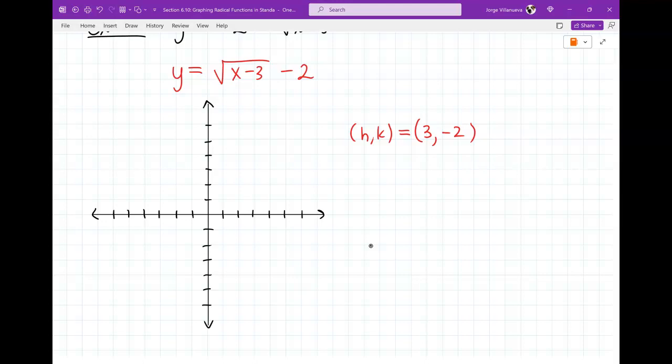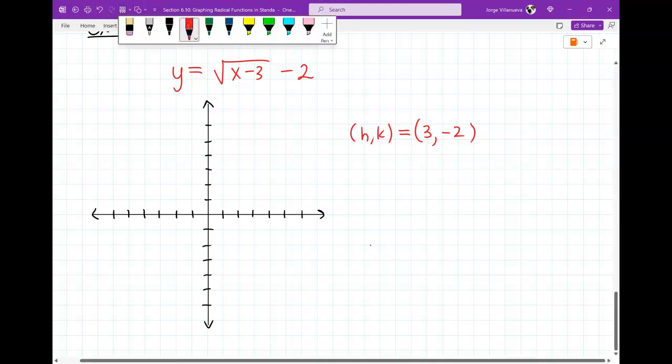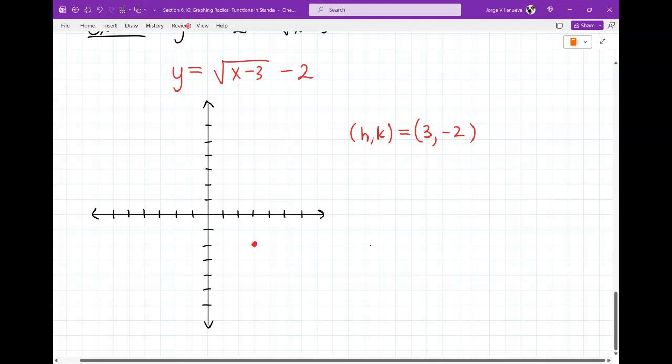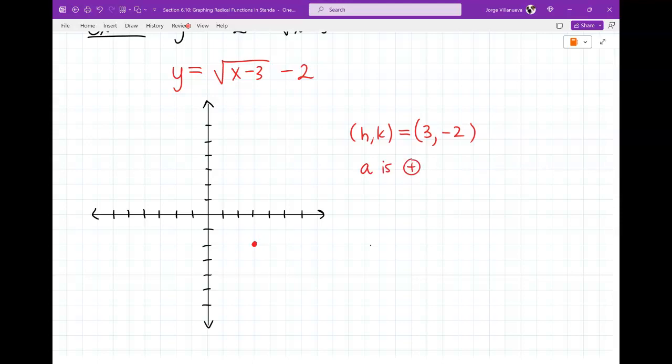So here we go. I'm going to put a dot at 3, -2. So 3, -2 is right here. Okay? And I know my A is positive, right? Because it's a +1. So the next one we're going to do is going to be negative, just so you can see what that looks like with a negative value. So that means my graph is going to look like this. Okay? It's going to grow that way.